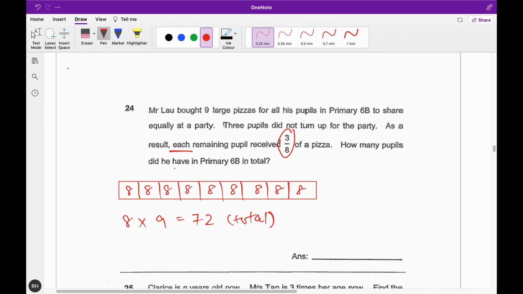Each pupil received 3 slices. So 72 divided by 3. We have 24 students. And then we have to add back the 3 students who did not turn up. So 24 plus 3 equals 27. There are 27 students and pupils in Primary 6B.